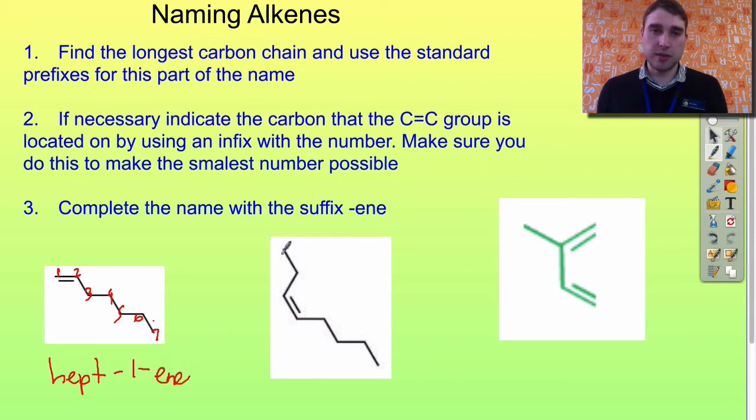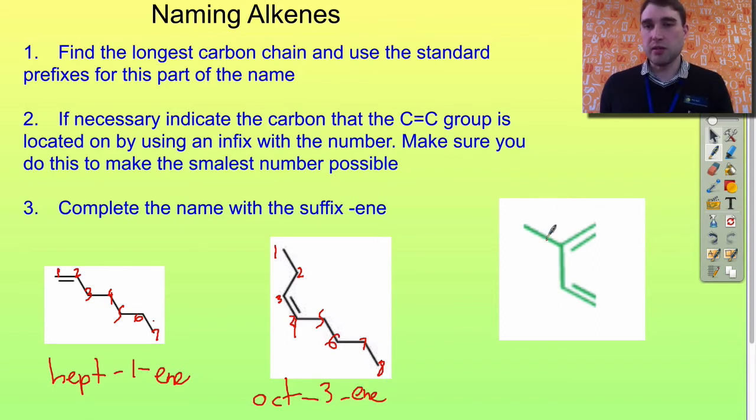Okay, let's have a look at this example here. So 1, 2, 3, 4, 5, 6, 7, 8. It's going to be oct at the start. I'm going to number from this end because again that'll give us our lowest number. 4, 5, 6, 7, 8. Our infix, so that starts on carbon 3. And our suffix again is "-ene".